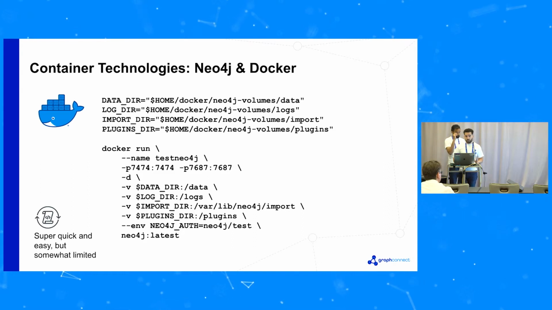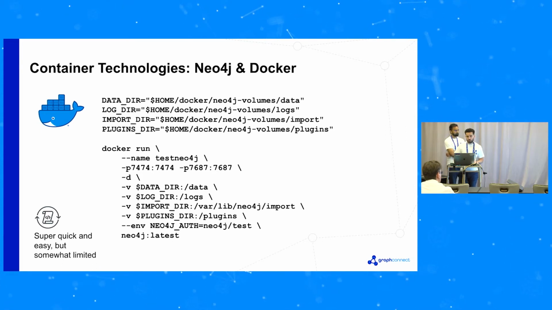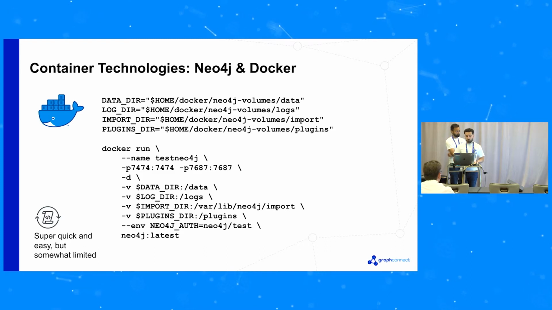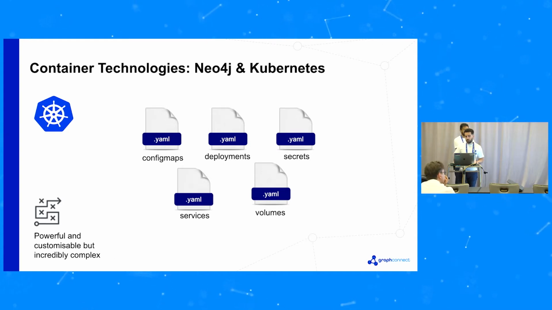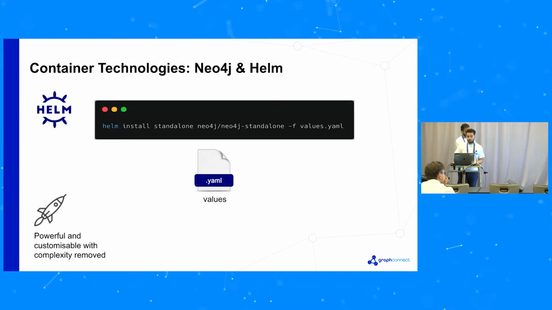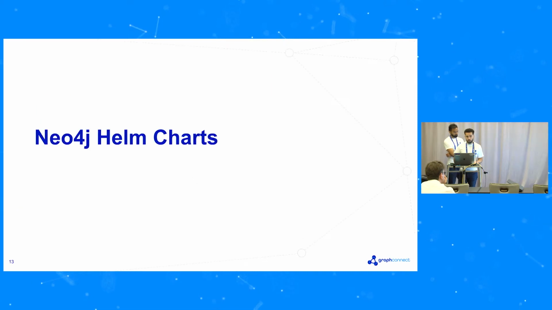So this is basically how we can run a Neo4j container via Docker, which is quick and easy, but it's somewhat limited in orchestration and scaling. Then we have Kubernetes, which is powerful and customizable, but you have a lot of YAML files to maintain. And with Helm, most of this complexity is removed. You can just have a single values.yaml file and run a single Helm install command to bring everything up.